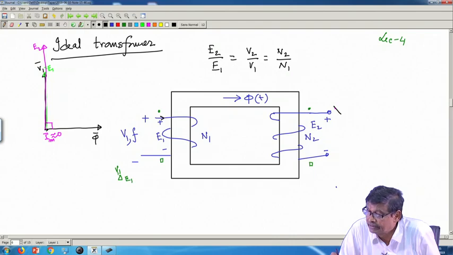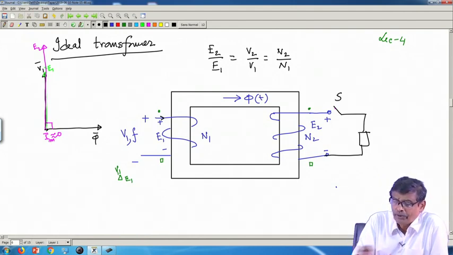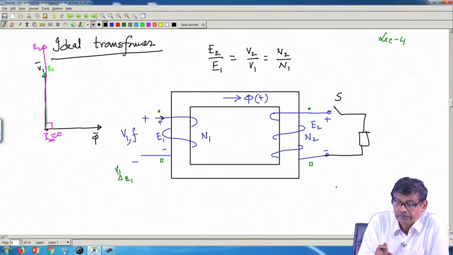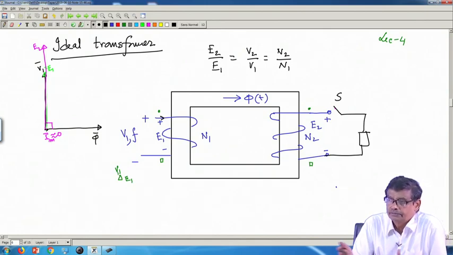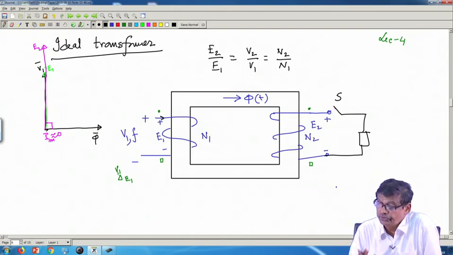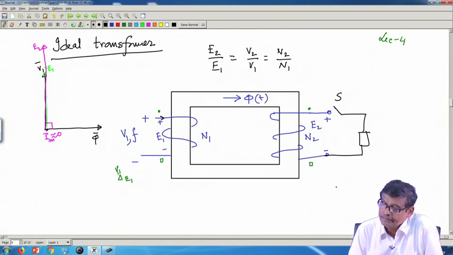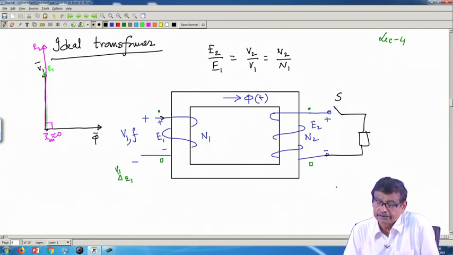What I am trying to tell you, imagine that there is some load which is still now open circuited, there is a switch. Our discussion till now, with S opened, whatever we discussed with S opened. Now, the question is what happens if I close S? Okay? That is very interesting.